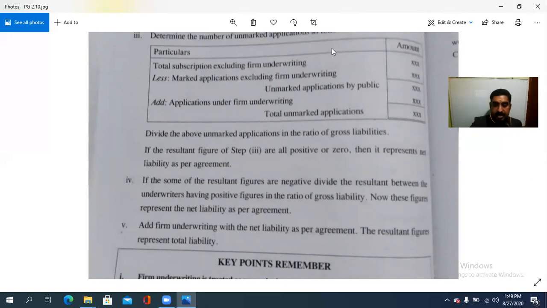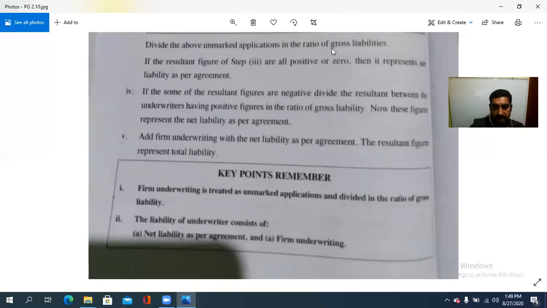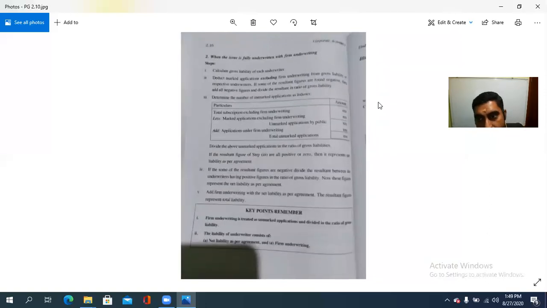So in this case we need to see how the problem is to be done. അപ്പൊ ആദ്യത്തെ കേസ് എന്ന് പറഞ്ഞാൽ when the issue is fully underwritten without firm underwriting. ഇത് with the firm underwriting. Fully underwritten but with the firm underwriting. So we will do one problem for this.